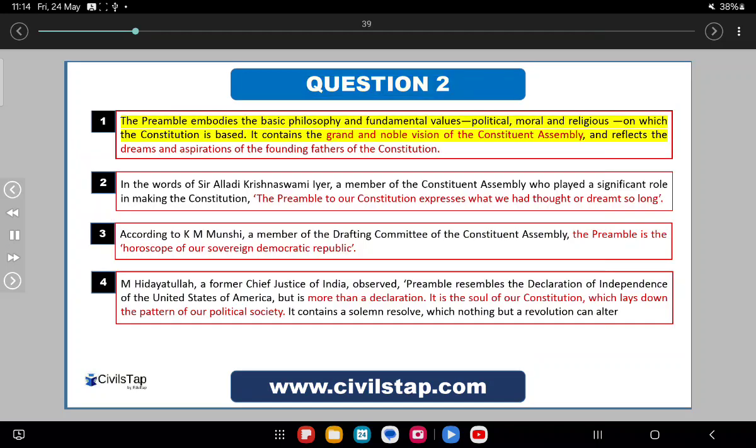Question 2. The preamble embodies the basic philosophy and fundamental values, political, moral and religious, on which the Constitution is based. It contains the grand and noble vision of the Constituent Assembly, and reflects the dreams and aspirations of the founding fathers of the Constitution.